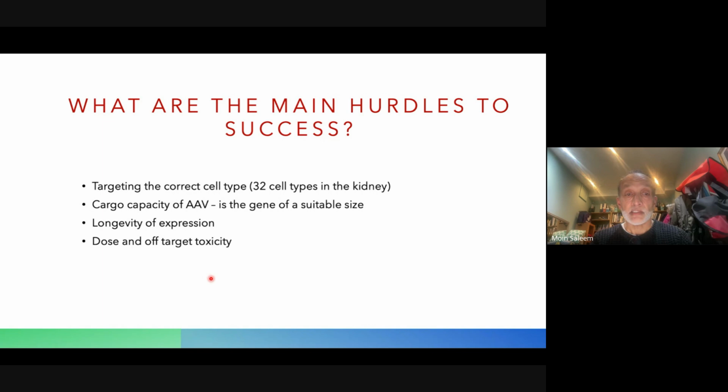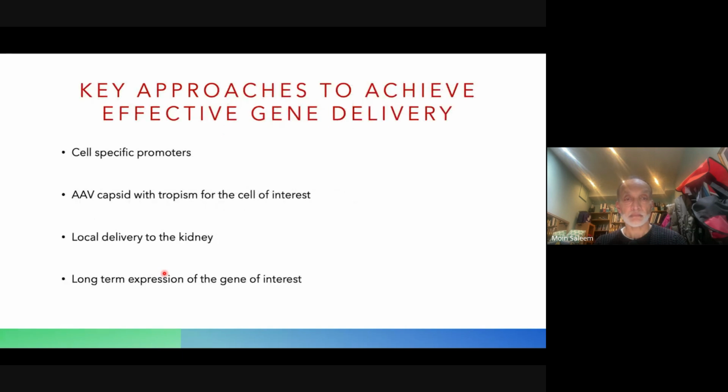So those are some of the main hurdles, as I say, targeting the correct cell type, the cargo capacity I've mentioned. The gene has to be of a suitable size. Will it stay there long enough? If cells turn over, then you lose because it's not integrated, you lose that cargo. Can you get the right dose, minimize the dose, and minimize off-target toxicity?